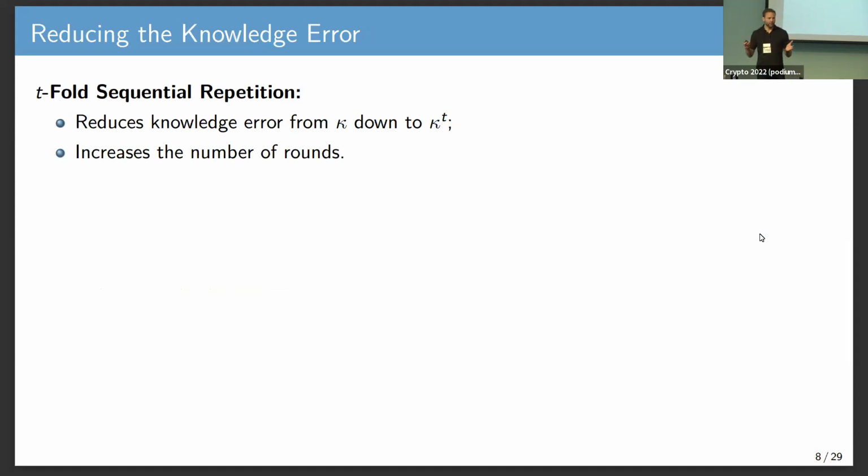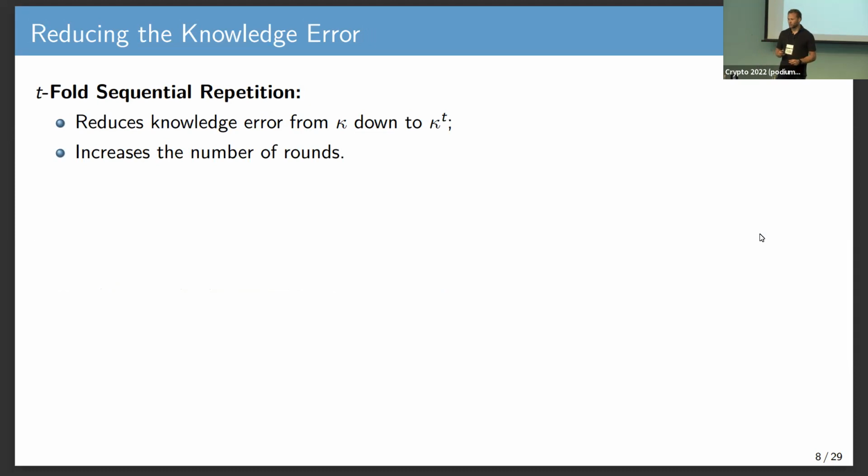So if you are able to prove that an interactive proof has knowledge soundness or knowledge error kappa, and this kappa is, for example, 1/2, that's typically not sufficient in practical applications. So you want to reduce the knowledge error down to some very small value. And there are a couple of generic techniques to do that.